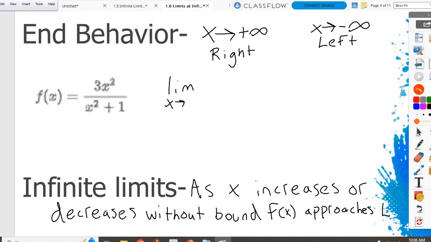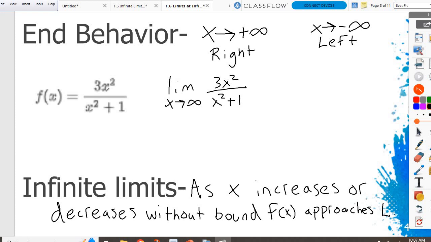As x, let's start with positive infinity. We all tend to do better with that. Of my f of x. So 3x squared divided by x squared plus 1. So now let's think. Is my top or my bottom increasing faster? Why? Okay. We're on the right track. If I'm getting really, really, really big numbers, and I add 1, is that really going to affect that number all that much?